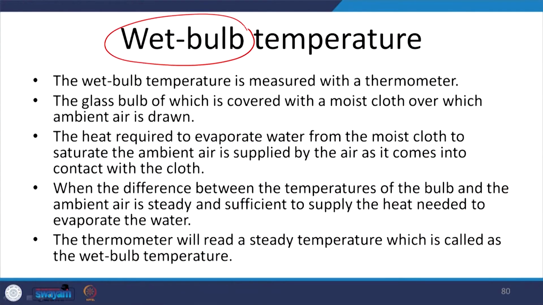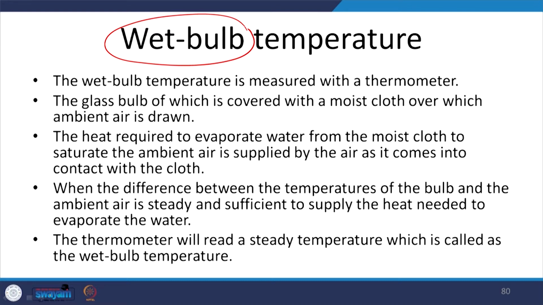And one more very important temperature that we also call the wet bulb temperature. What do you mean by wet bulb temperature? This is a specific name, and it is very important in atmospheric stability and atmospheric thermodynamics. The name is justified by the process you use to measure this temperature, right. So the wet bulb temperature is measured with a thermometer. How do you do it?